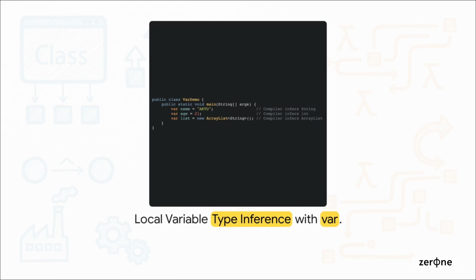You no longer have to redundantly declare ArrayList of string list equals new ArrayList of string. It's just too much typing. Now, by simply typing var name equals a string literal, the compiler instantly infers that it is a string. var age equals 21 is automatically an int. This ties perfectly back into our overall theme of reducing verbosity and boilerplate, allowing the compiler to do the heavy lifting for you.